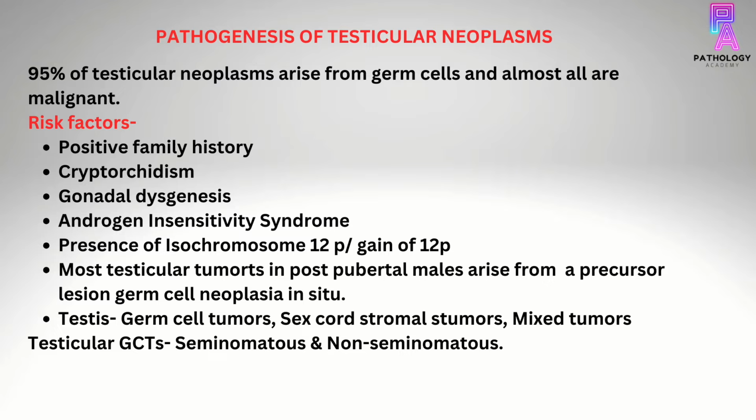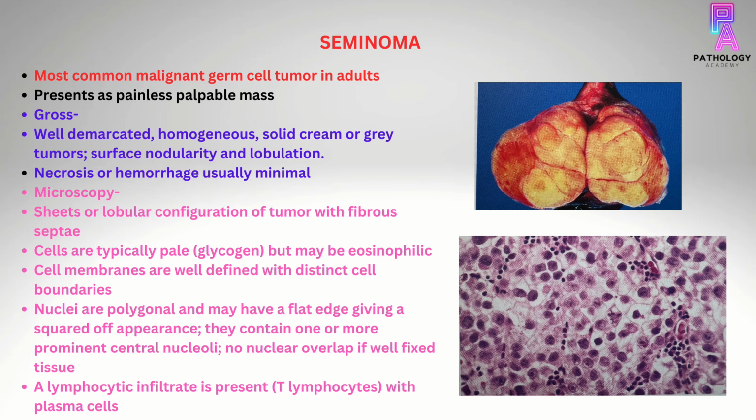So we can understand that broadly testicular tumors are of three types: germ cell tumors, sex cord stromal tumors, and mixed tumors. The testicular germ cell tumors are further categorized as seminomatous and non-seminomatous. In this lecture, I will be talking about seminoma, yolk sac tumor, embryonal carcinoma, choriocarcinoma, and teratoma in detail. Seminoma. Seminoma is the most common malignant germ cell tumor in adults. It presents as painless palpable mass.